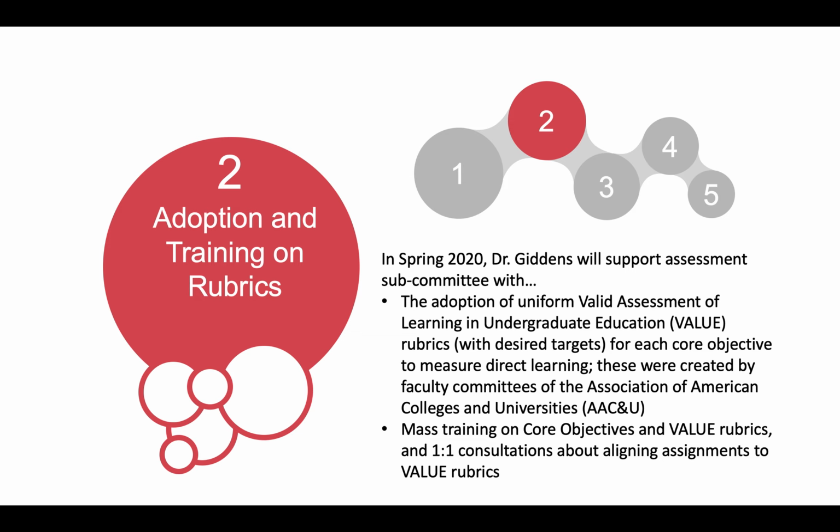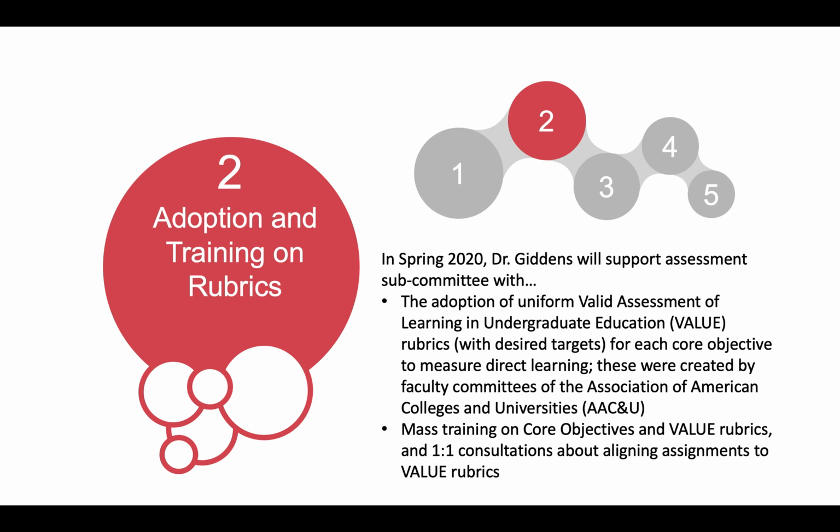And these VALUE rubrics, if you haven't heard of them, they were created by faculty committees of the Association of American Colleges and Universities, so AAC&U. They're used across the United States. Many institutions use them to assess their core curriculum. So they would be great rubrics for us to adopt and utilize here at UNT Dallas.